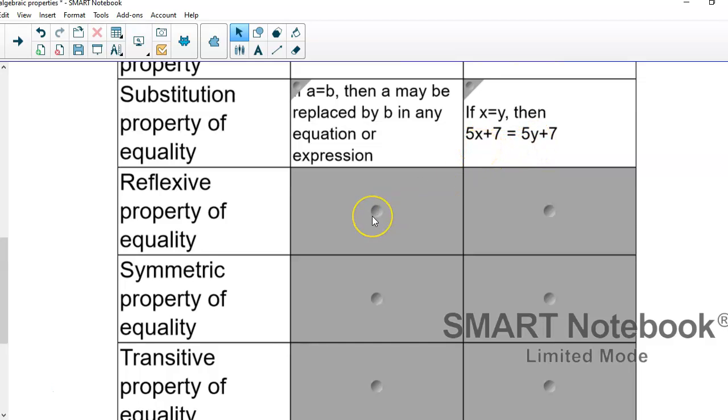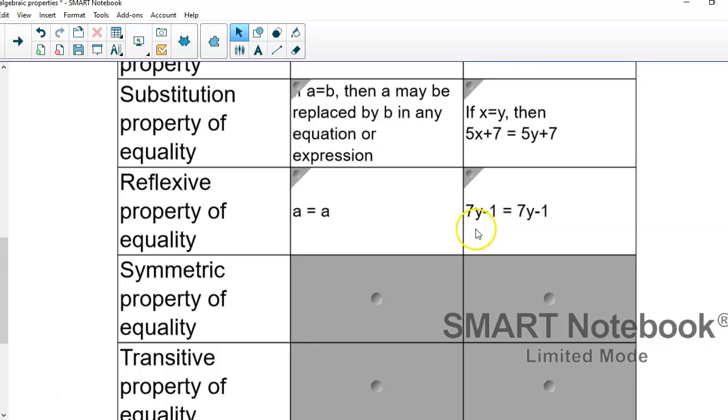The next one is the reflexive property of equality. This one just says A equals A. I remember this one by thinking of the reflexive property as like reflection, like looking in a mirror, because it looks like this A is looking in a mirror and seeing itself. That's the reflexive property of equality. An example of that is 7y minus 1 equals 7y minus 1. It's when something is equal to itself. Feel free to pause if you need to write stuff down.